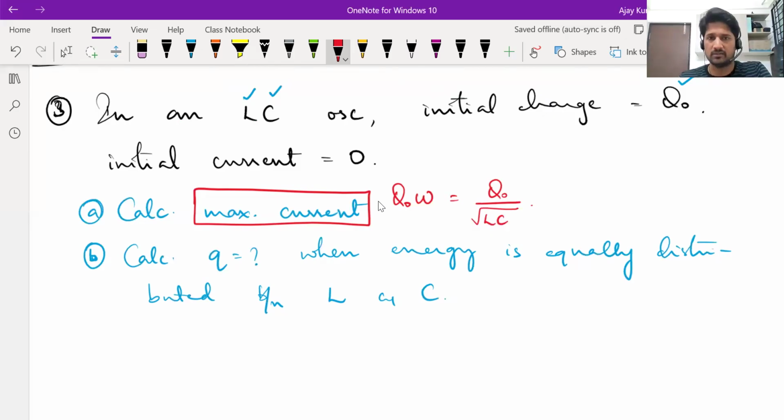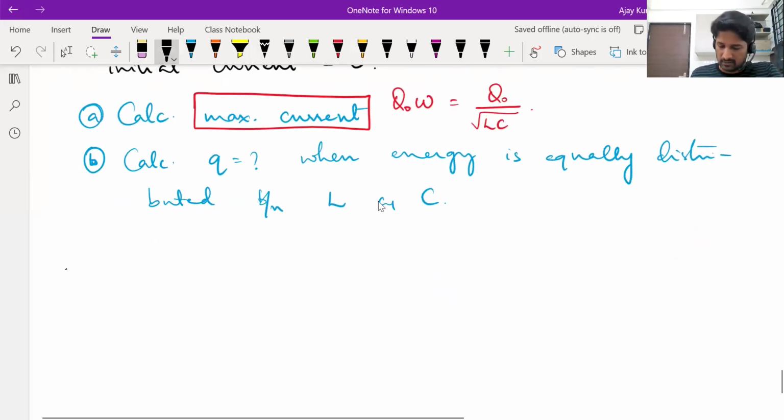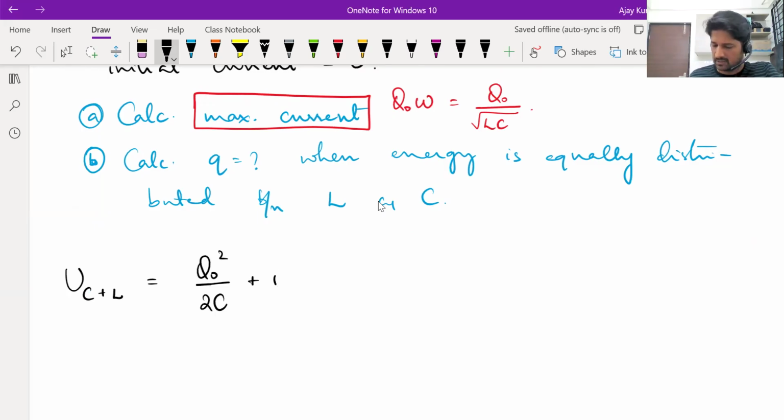There is another way to find the maximum current. When current is maximum, we know the charge on the capacitor will be 0, meaning all the energy must have been transferred from the capacitor to the inductor. Initially the capacitor has charge Q naught. Therefore the energy in the circuit, capacitor plus inductor, is Q naught square by 2C on the capacitor plus nothing on the inductor. This is the initial situation. When current is maximum, you will see nothing on the capacitor and all the energy with the inductor.